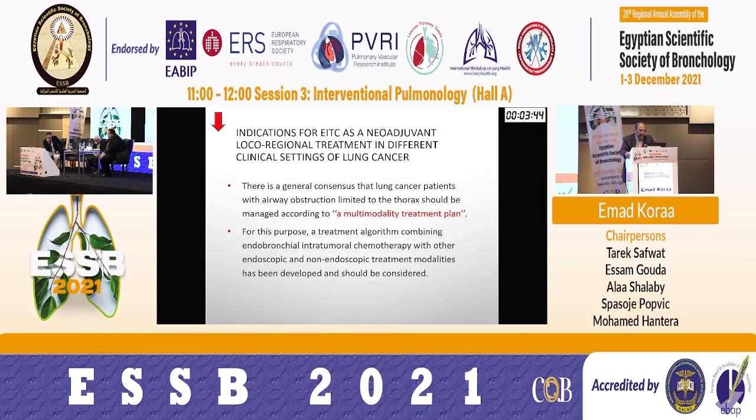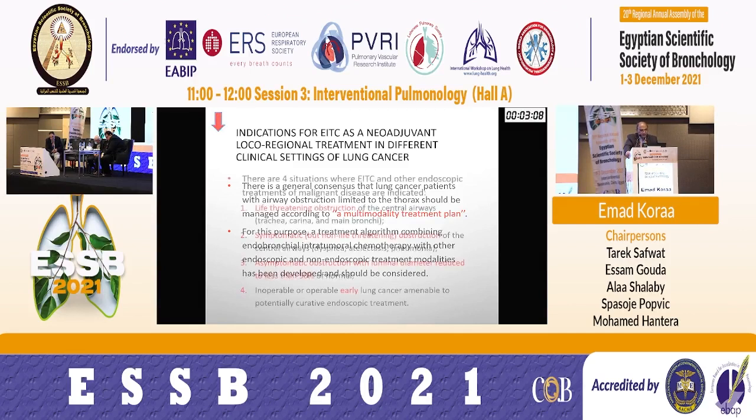The indication: there is a multi-modality treatment plan. Very important, a multi-modality plan. I may use the Nd:YAG laser, I may use cryotherapy or a stent, then add on an intratumoral chemotherapy. Not alone. There is always a multi-modality plan decided by the bronchoscopist. For this purpose, a treatment algorithm combining endobronchial intratumoral chemotherapy with other endoscopic and non-endoscopic treatment modalities has been developed and should be considered.